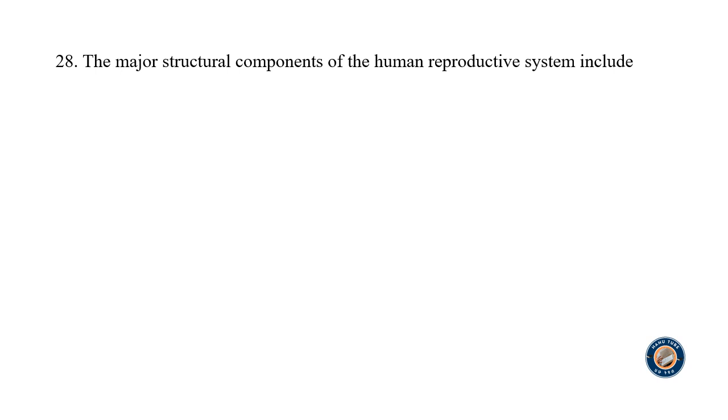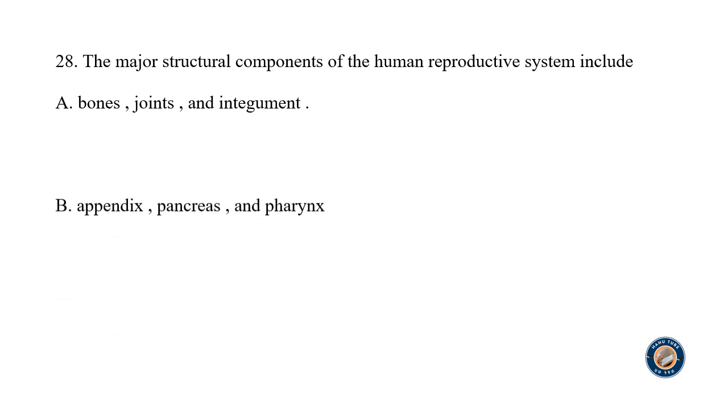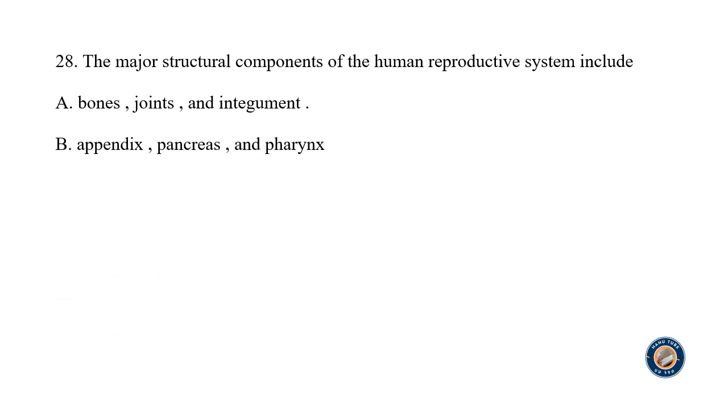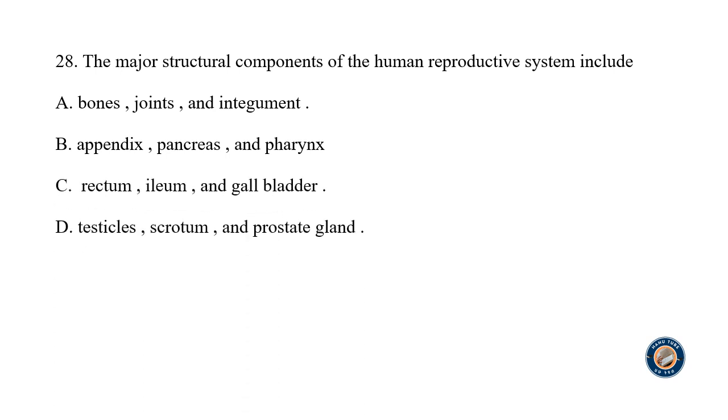Question number 28. The major structural components of the human reproductive system include A. Bones, joints, and integument. B. Appendix, pancreas, and pharynx. C. Rectum, ileum, and gallbladder. D. Testicles, scrotum, and prostate gland.